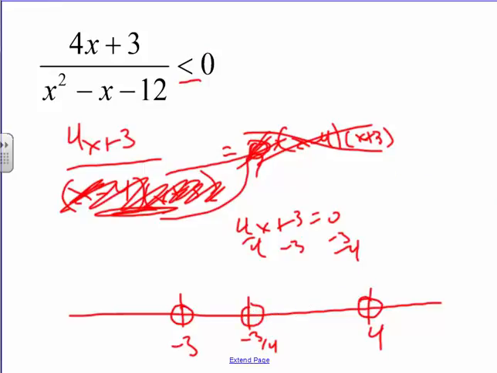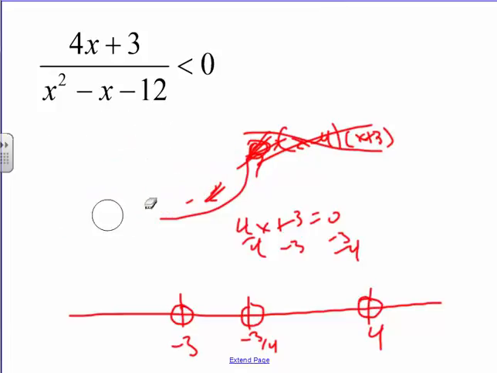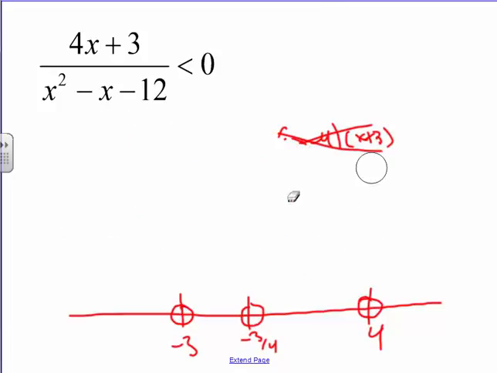So now I have 4 regions I need to look over. I'm just going to erase to make some room here because this is going to be a little more challenging. Once you get the hang of this, by the way, this goes much faster. I'm taking my sweet time walking you through this, but it goes faster after a while. Now let's pick some test points.